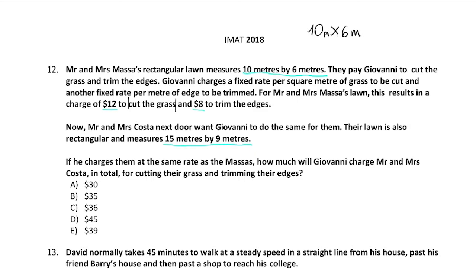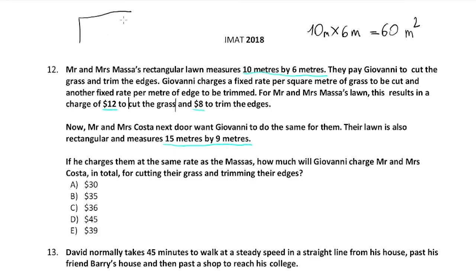So meter times meters equals square meters, and 10 times 6 is equal to 60. So we can see that Giovanni has to cut 10 meters by 6 meters of grass. He has to cut 60 square meters. But he also has to trim the edges. The edges means that we have to calculate the perimeter.